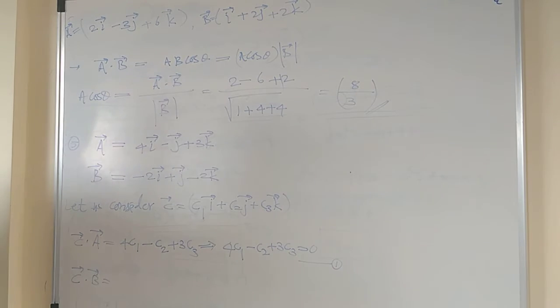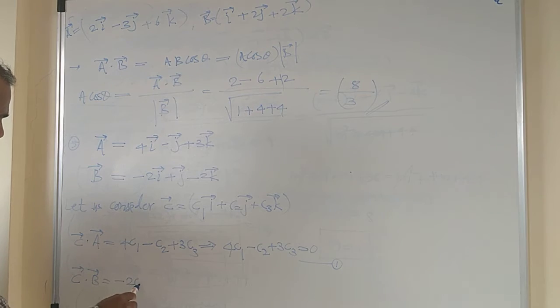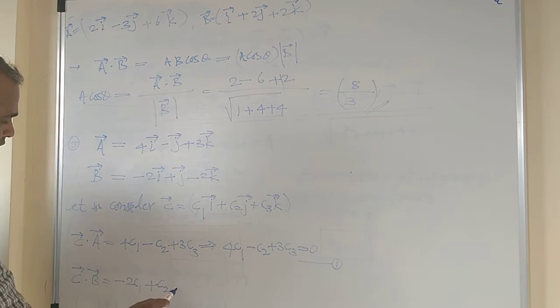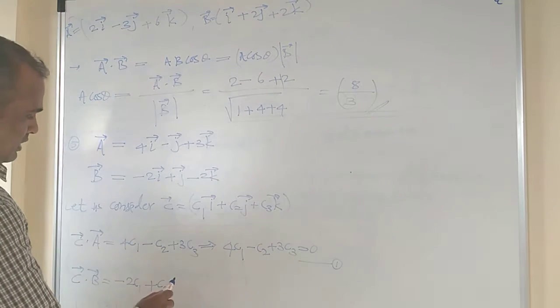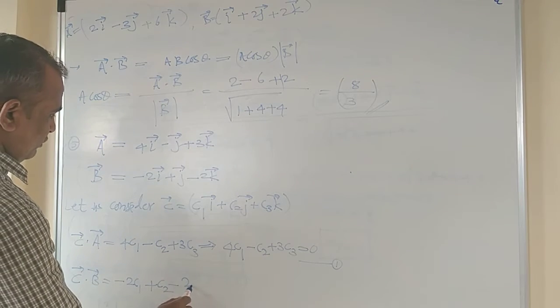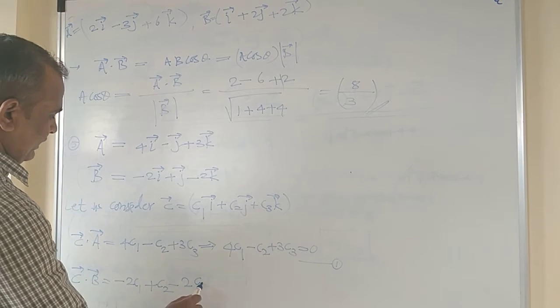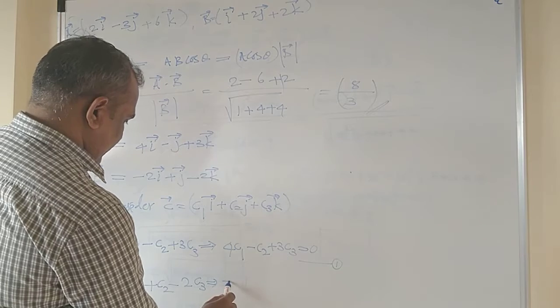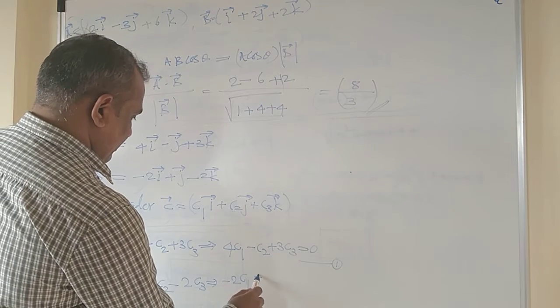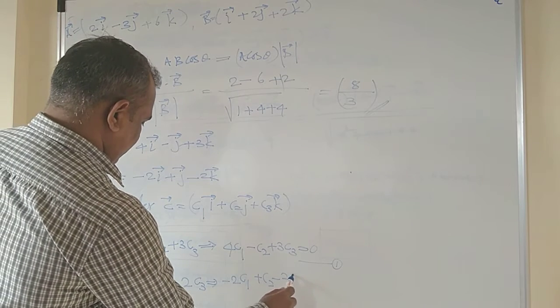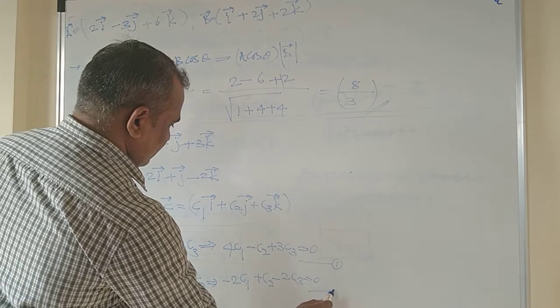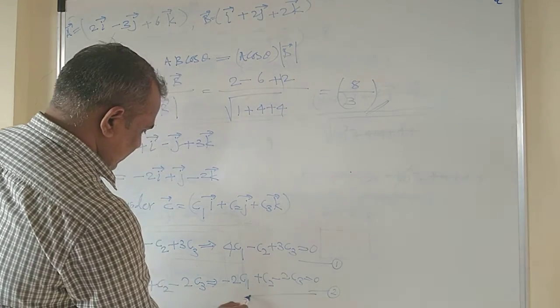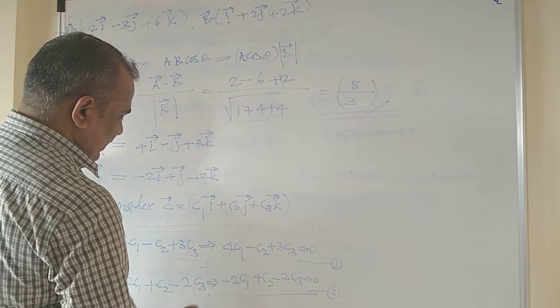Similarly, do calculate this dot product. So this will give me minus 2 C1 plus C2 minus 2 C3. This will give me minus 2 C1 plus C2 minus 2 C3 is equals to 0. Let's say this is equation number 2, and add these two equations.